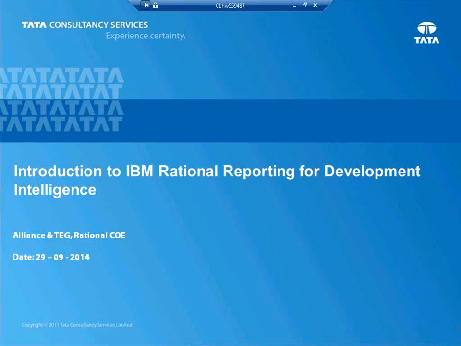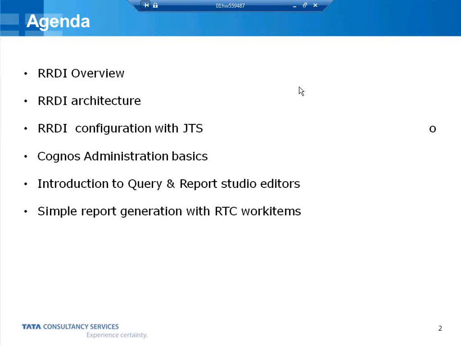So this is the agenda. Let's have a look at the RRDI overview. Let's see what the architecture of this tool is, and how I configure Rational Reporting for Development Intelligence with my JTS. And let's see some of the administration basics, and the two concepts called Query Studio and Report Studio. Can I create a simple report with that? It's a simple agenda with very few basic pieces of information. Today we are not looking at customization. It is more on the overview side.